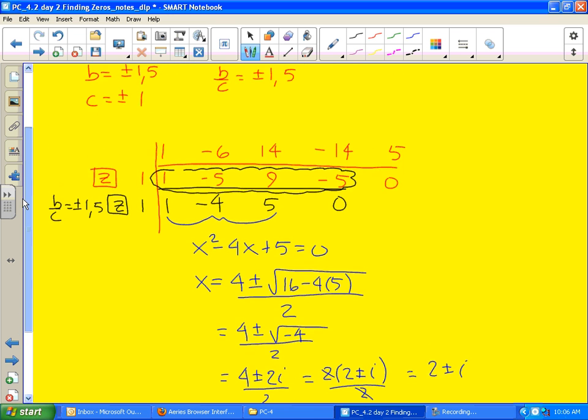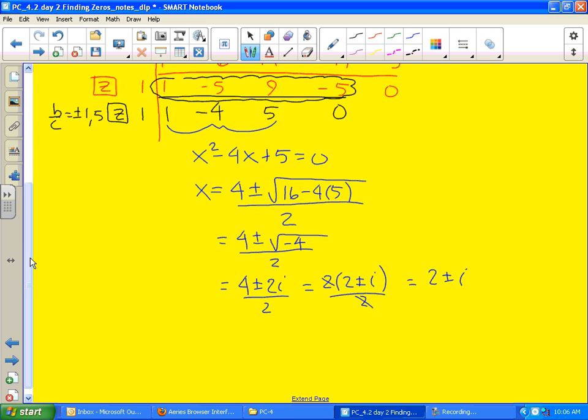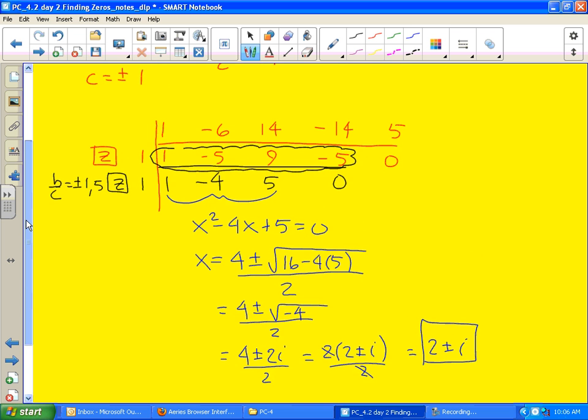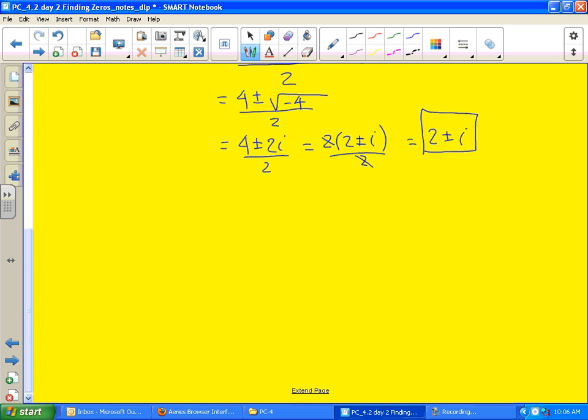Now, we were only looking for in this problem the roots. Now, when it says all roots, I mean I want the real ones and the imaginary ones. And so I have to include these. So we have one real root, which is a 1, and it's a double root, so I'm bouncing off of that. So my roots are x equals 1 and 2 plus or minus i.